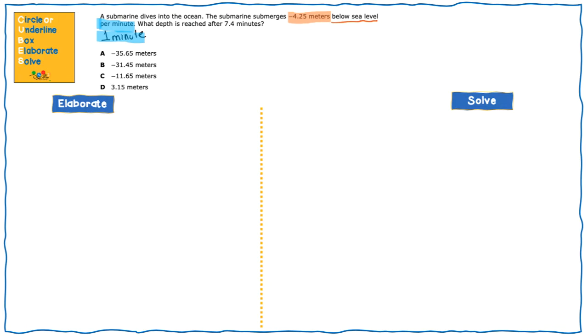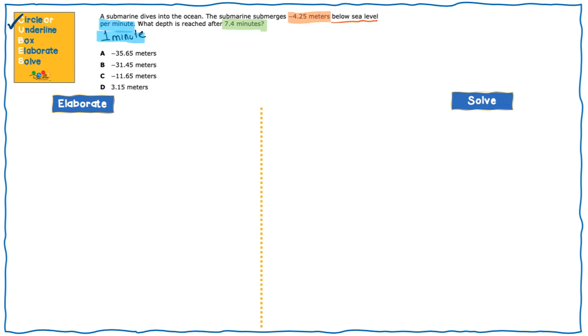And I'm going to highlight that in blue because this information here is the same as this one on top of it. And I'm going to go to the next sentence. And the next sentence is what depth is reached after 7.4 minutes. And I found another number. I'm going to highlight that one right there. So far, I completed the circle or underline section.